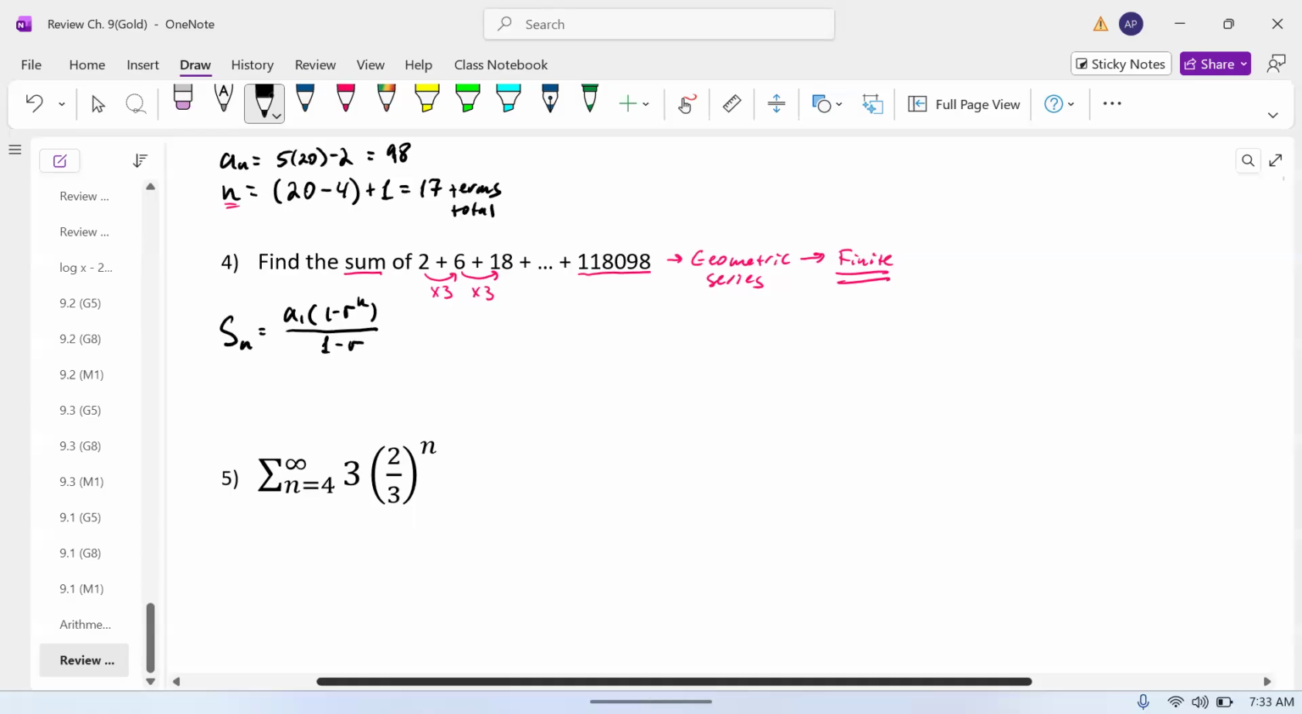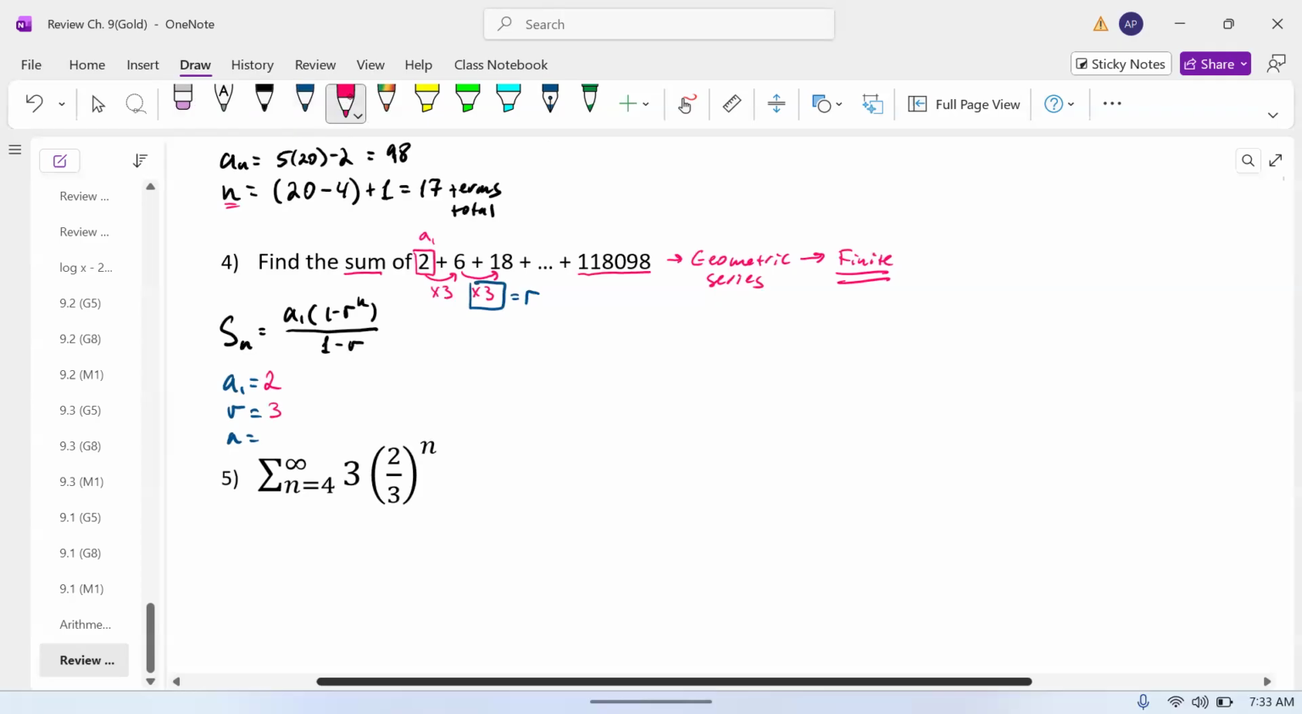Okay, well, to use this formula, we have to know a sub 1, we need to know the common ratio r, and we need to know n, which is how many terms there are. A sub 1, once again, is your very first term. So that is going to be 2. Common ratio r is what you multiply by. In this case, it is 3. So this is going to be 3.